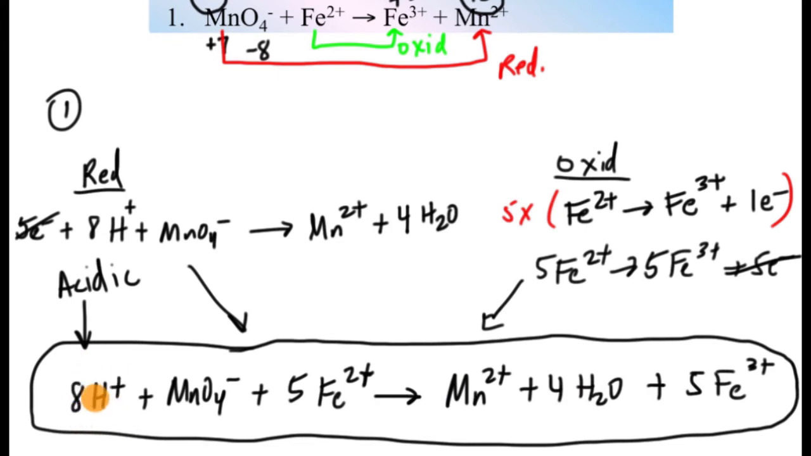Now when this reaction occurs and the permanganate goes to the manganese ion, the oxygens are lost. They're bumped out. Well, the oxygens, what they're going to do is bond with the hydrogen.